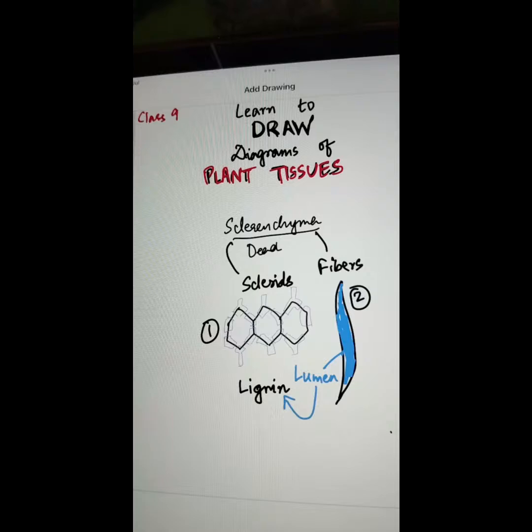So we are done with meristematic tissues. We have drawn apical meristematic tissue. We have drawn lateral meristematic tissue, intercalary meristematic tissue. And in the simple plant tissues, we are done with parenchyma, collenchyma, and sclerenchyma.